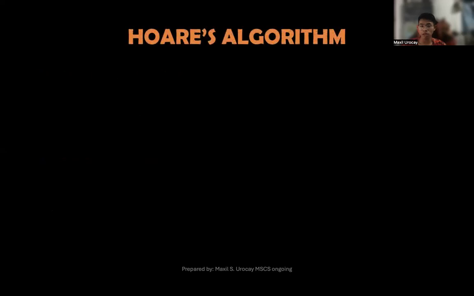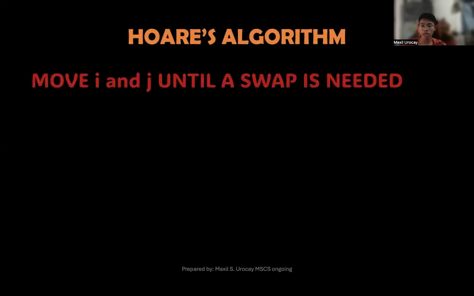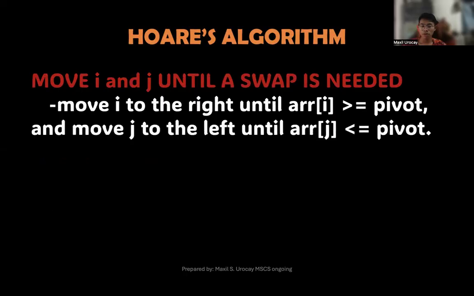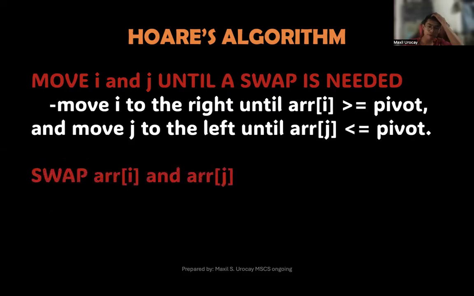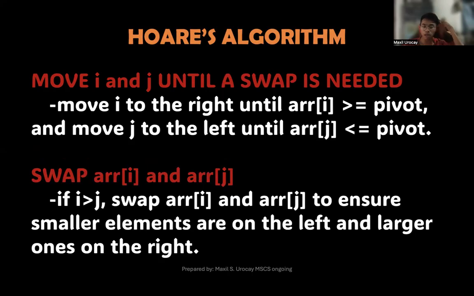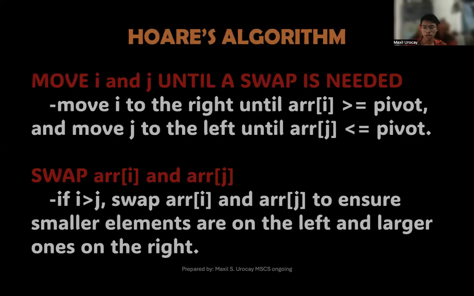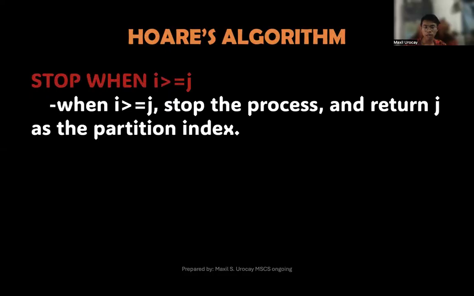In order for you to understand how it works, you can definitely refer to the other videos. For example, move I and J until a swap is needed. Move I to the right while array I is less than the pivot. Then also move J to the left while array J is greater than the pivot. So you have to move that one as well. Then swap array I and array J. If I is less than J, swap both to ensure smaller elements are on the left and the larger ones on the right. So for this one right now, for Hoare's algorithm, stop when I overlaps J.